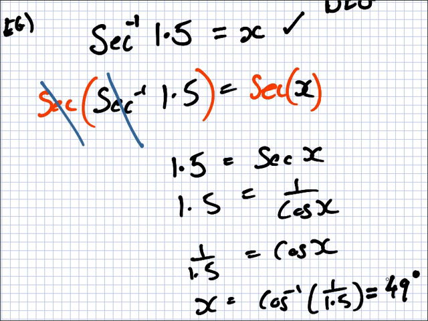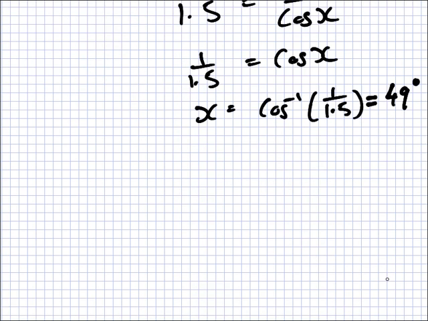Right. You got that? Okay. Try this one, just to make sure you've got it. Try getting cotan inverse 2. Oh, and give me the answer in degrees. Nearest degree.